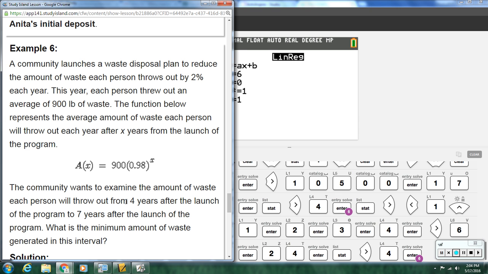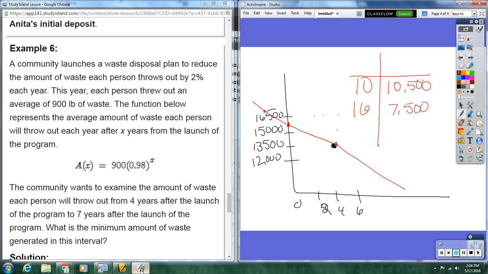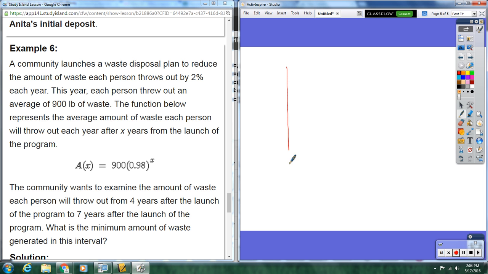All right, but let's think about this logically. We want to know the minimum amount of waste. Minimum, smallest, right? Now think about this, we've got to get a little bit hypothetical here. Y'all told me it's an exponential, right? That's how I know it looks like that and not a line. Let's pretend that's at 4 and that's at 7. Which one's going to be smaller? The number at 4 or the number at 7? 7? Okay, so let's plug 7 in there then.